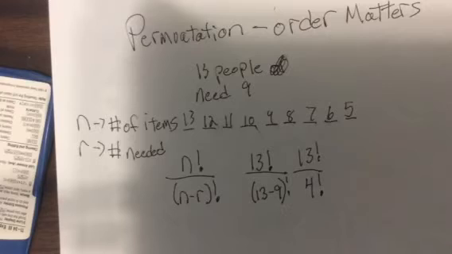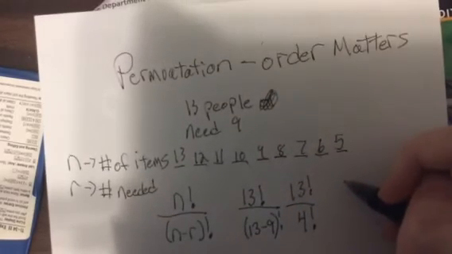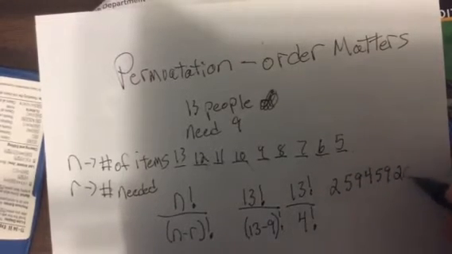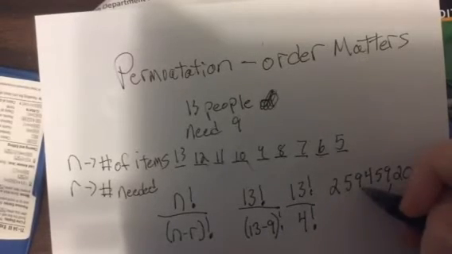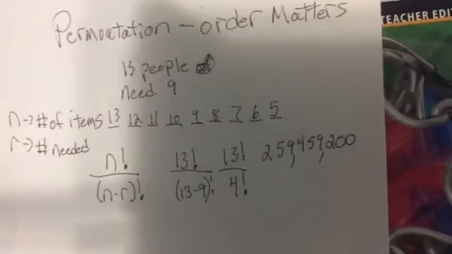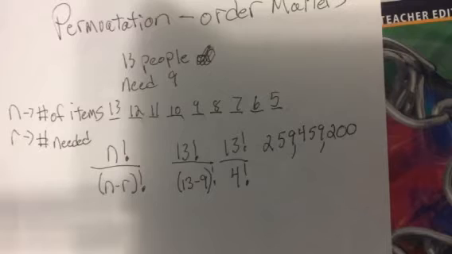So it would be 13 factorial, which is a huge number, divided by 4 times 3 is 12 times 2 is 24. So you could do 4 factorial or 24. And I get 259,459,200. So your coach goes through that many decisions or has that many choices to make a lineup of 9 people from 13. Isn't that incredible?